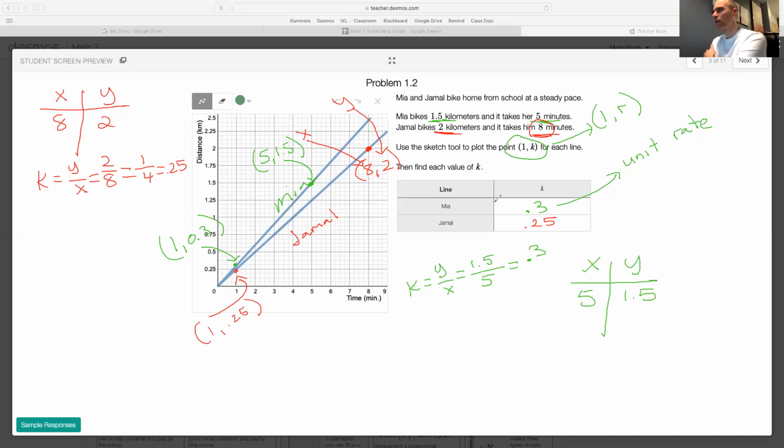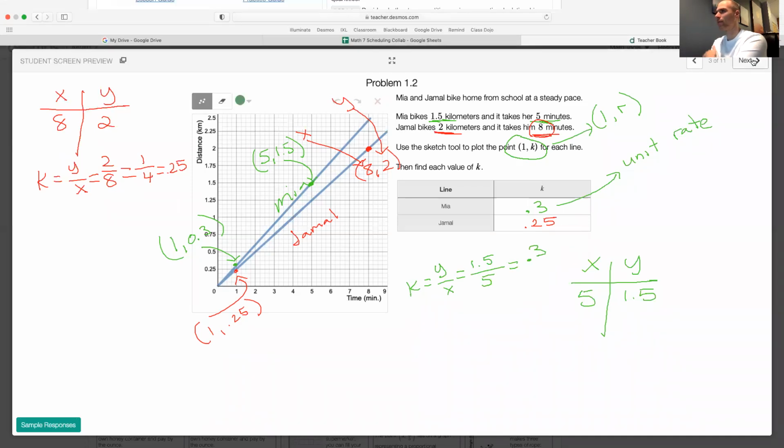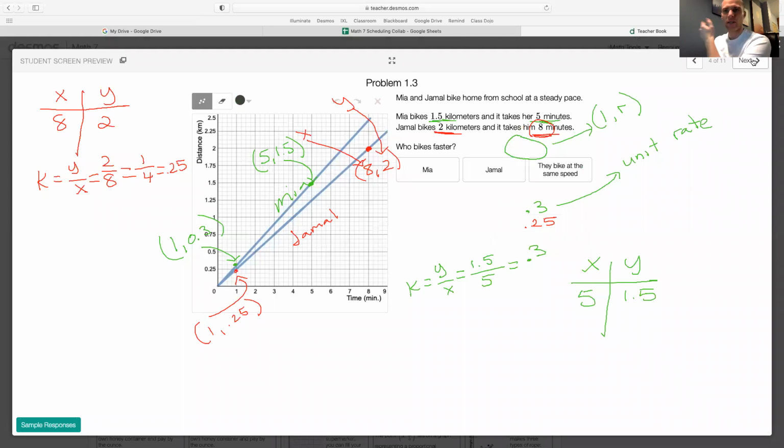Let's move on to the next one. I'm going to clear all this stuff off the screen. Wait, no, maybe I shouldn't, because it depends on what's on the next part. Yeah, we're still working on the same stuff, so I'm going to keep it for a second.